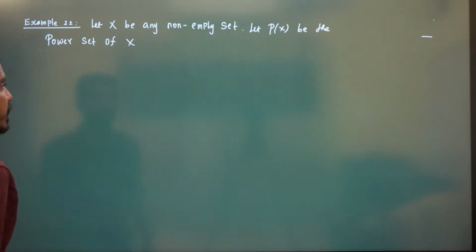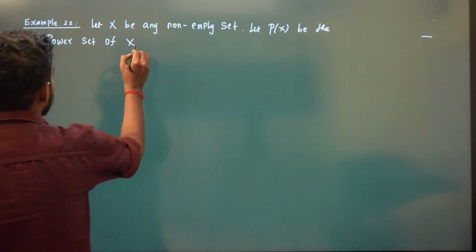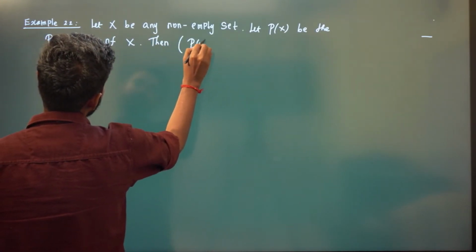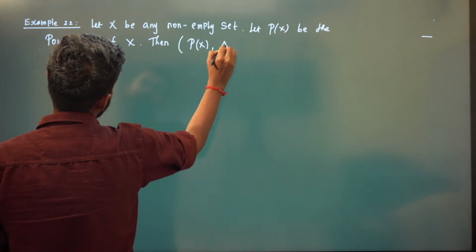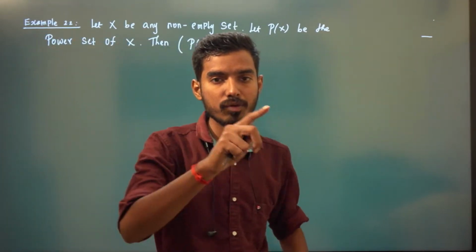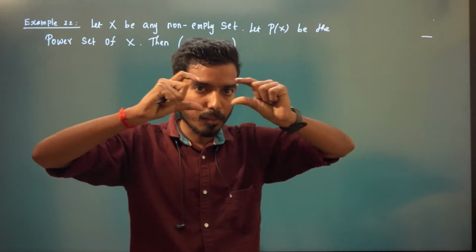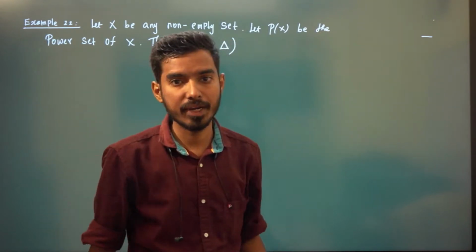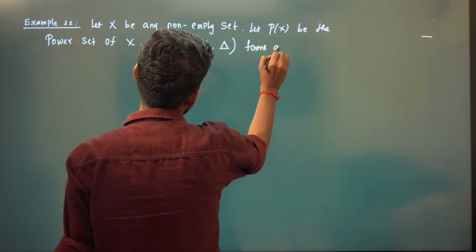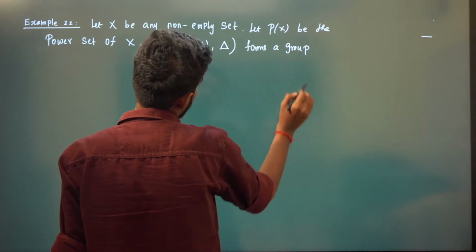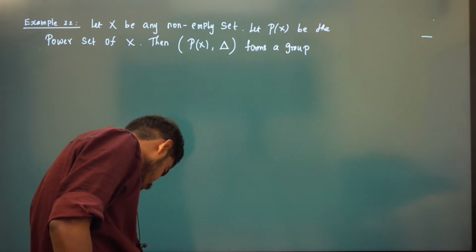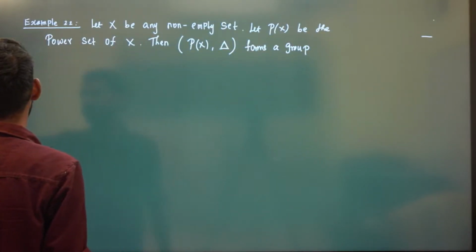So let X be any non-empty set. Let P(X) be the power set of X. Then the power set of X with respect to the symmetric difference. Here the operation is symmetric difference. If you have two sets, you have to make the operation between these two sets by symmetric difference. It forms a group, right? In fact, it also forms an abelian group.